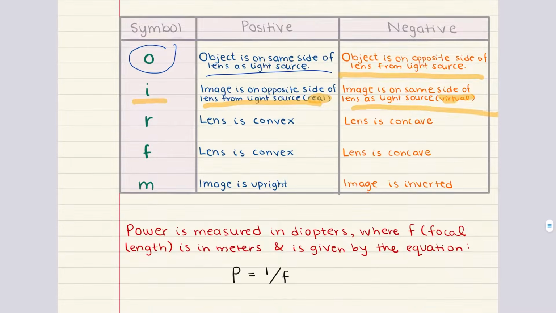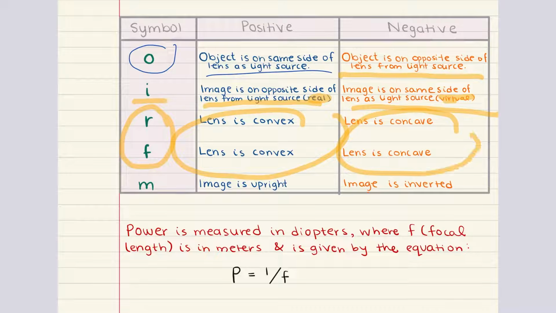Now let's consider radius of curvature and focal length at the same time. For convex or converging lenses, both the radius of curvature and the focal length are positive. For concave or diverging lenses, these values are negative because the lens diverges light rather than focusing it. Finally, for magnification, a positive magnification value means that the image is upright, while a negative magnification indicates that the image is inverted.